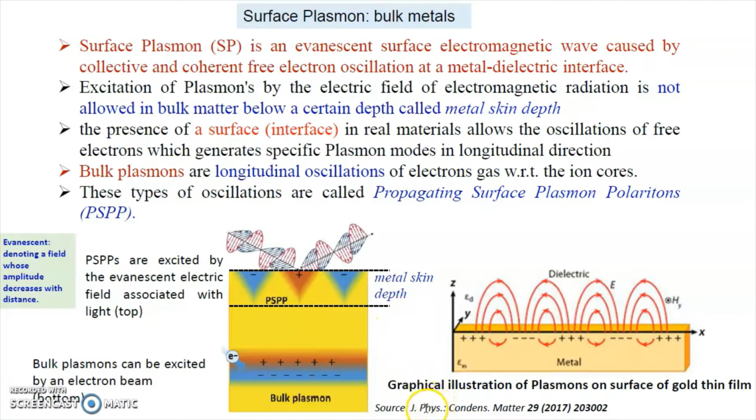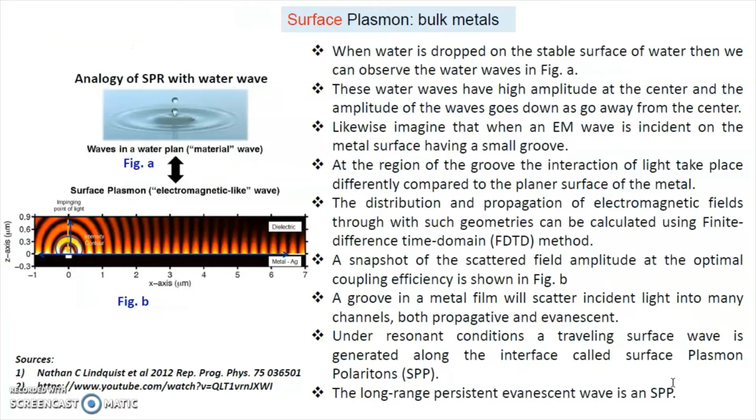This image we have taken from the Journal of Physics: Condensed Matter, which is the name of the journal. The volume is 29, it was published in 2017, and its page number is 23002. So for more information you can visit this paper. Now here we are going into more detail about the surface plasmons which happen in bulk metals or metallic thin films. So let us try to get more insights about the surface plasmon.